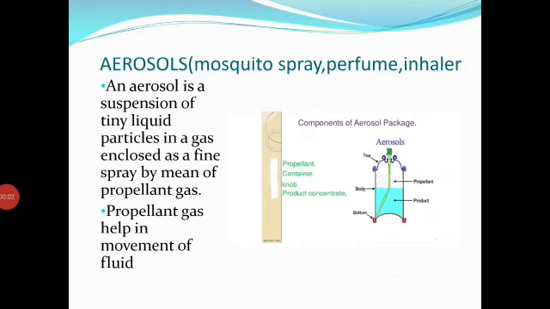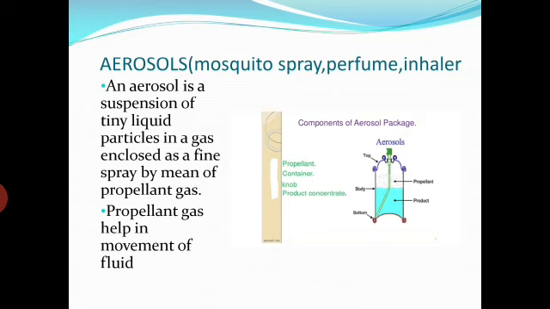Aerosols. What are aerosols? It is an application of gas pressure. You know all about mosquito sprays, perfume, inhalers, and we use them on a daily basis. So, have you ever thought about what the mechanism inside the can is? You know the mosquito spray will be there, perfume will be there, but have you ever thought about how it works? How, when you press the knob, when you press the button, the perfume simply comes out in no time? So how does it come out, what helps it, what is the mechanism?